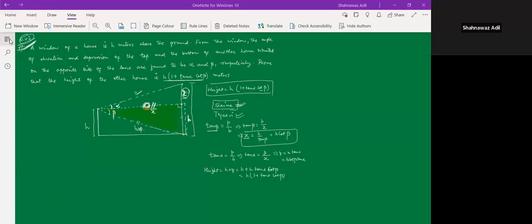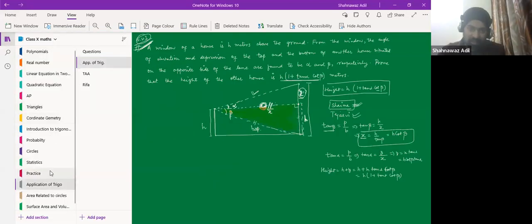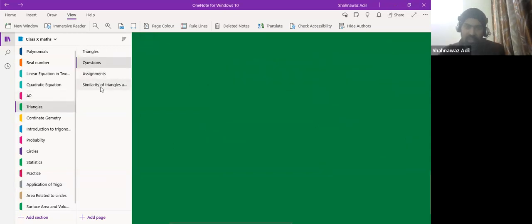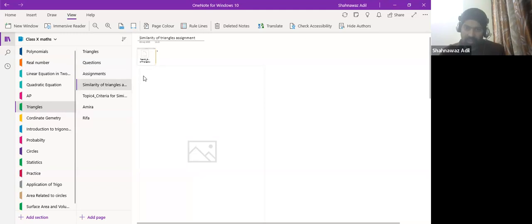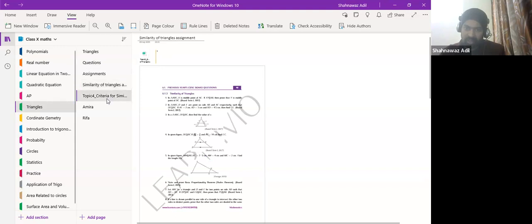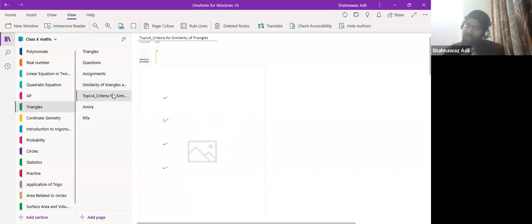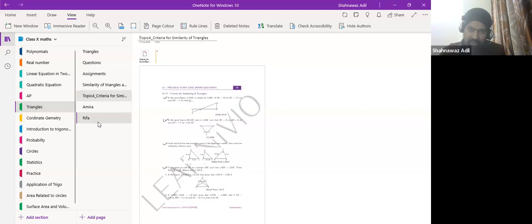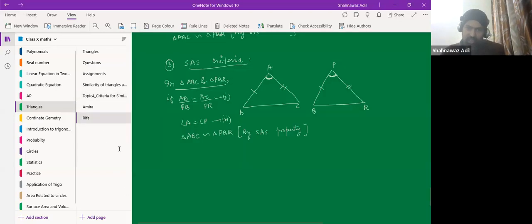So now let us start. What are the key triangles, right? Do we have any assignment? No, we have this assignment, right? Similarity of triangles assignment and criteria. Yeah. So I will just recap some things quickly, and then we will start.